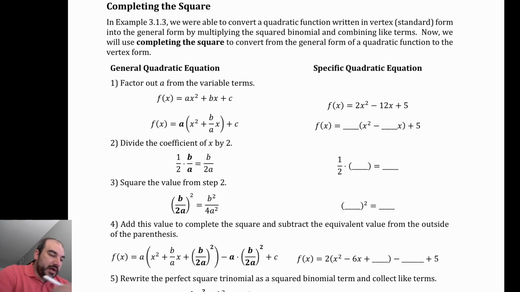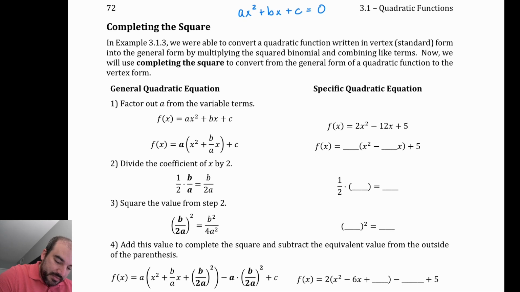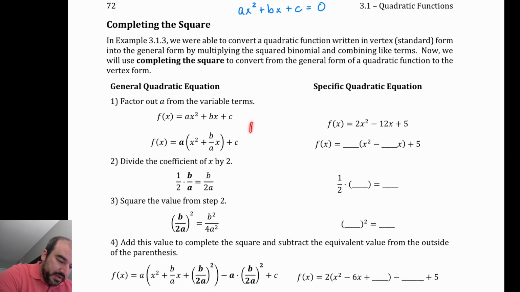Completing the square, the general form of completing the square is given to you here, kind of like the steps to completing the square in terms of the a, b, and c. And then here's an example. We can follow along with this one so that we can see the process laid out step by step.